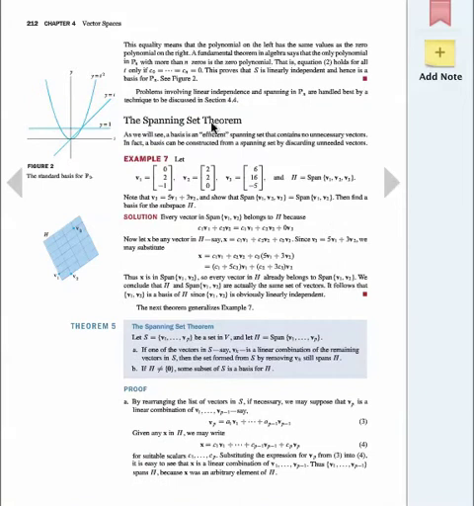Alright, over here on 212 we have the spanning set theorem. The spanning set theorem is an important theorem. It is not the answer to all of life's problems, but it is an important theorem. Make sure you understand what the spanning set theorem is saying. It says that if I have a spanning set for a subspace, some subset of that spanning set is a basis for that subspace, assuming the set wasn't empty in the first place.